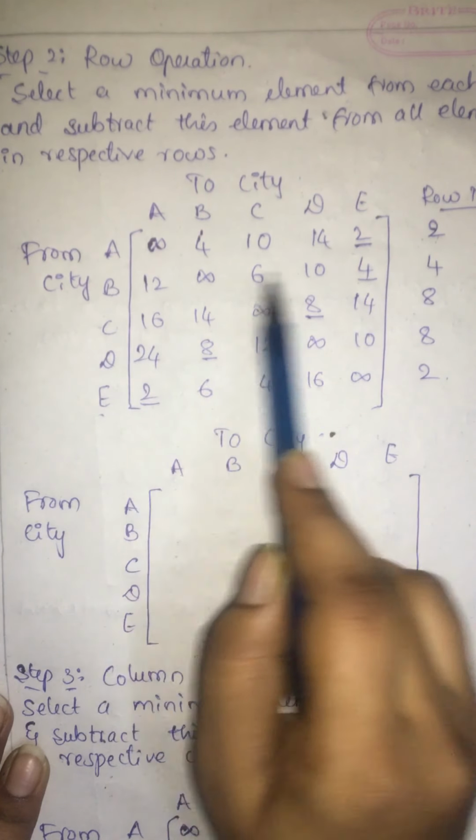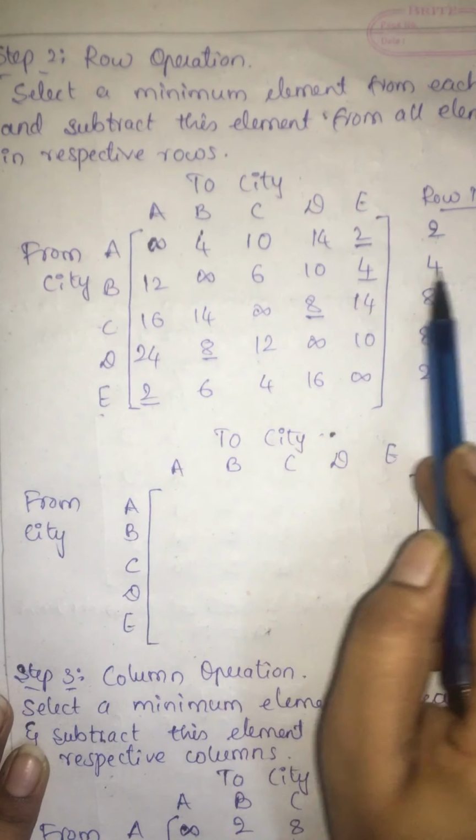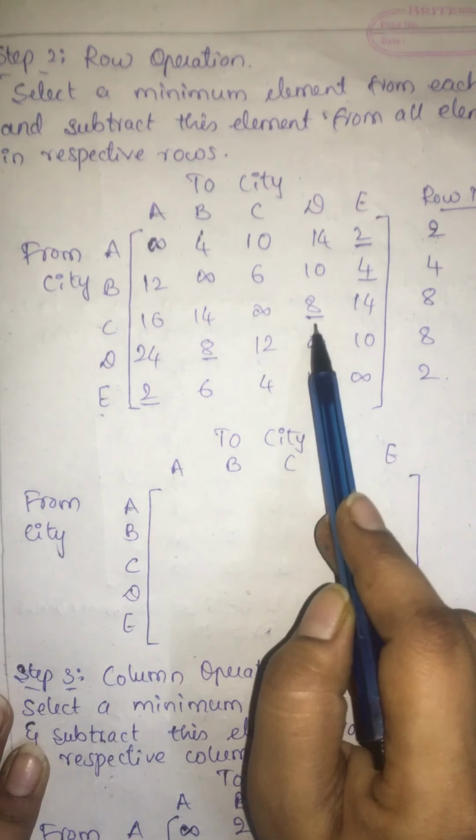And in the second row, what is the minimum element? The minimum element is 4. And in the third row, what is the minimum element?